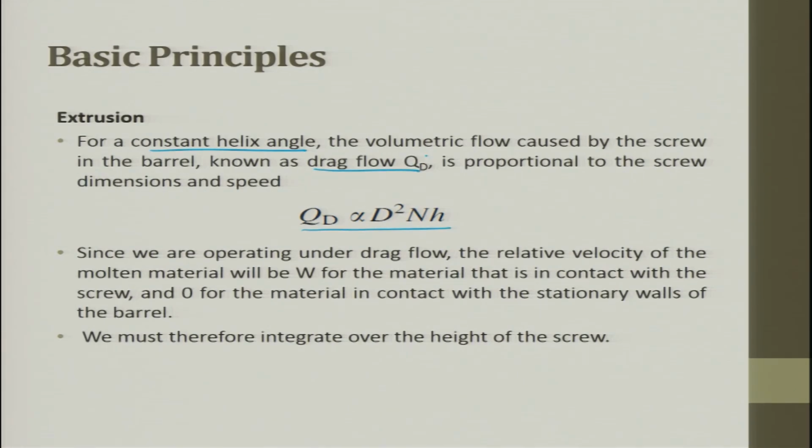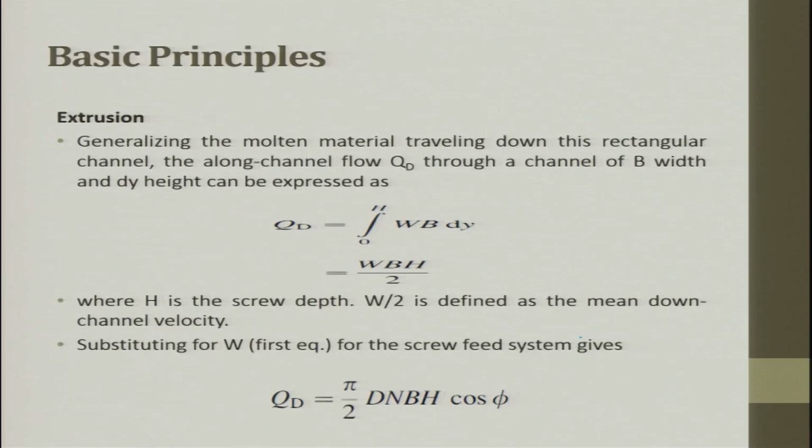So the drag forces with which it resists flow. Since we are operating under drag flow, the relative velocity of the molten material will be W for the material that is in contact with the screw, and 0 for the material in contact with the stationary wall of the barrel. So we must therefore integrate over the height of the screw and try to get the QD.